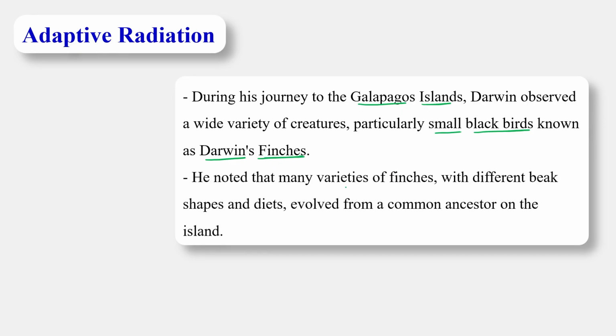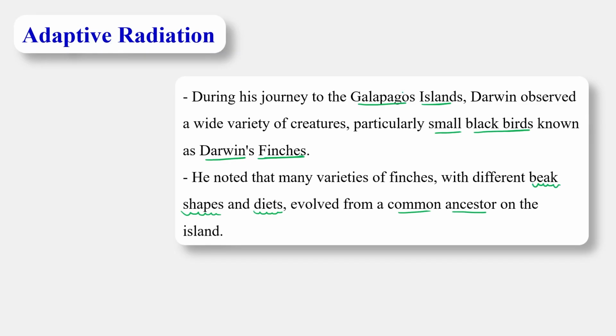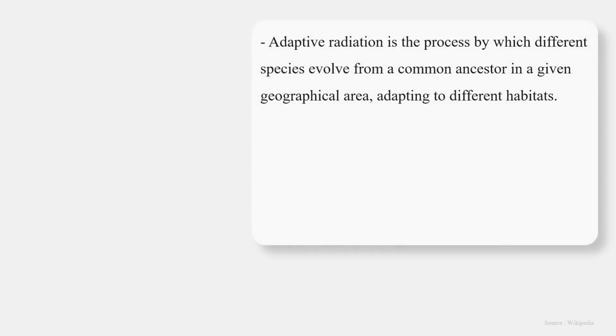He noticed that on the same island there were many varieties of finches with different beak shapes. Their beak size is different, their diet type is different, but they evolved from a common ancestor on the island. This is known as adaptive radiation. So what is this adaptive radiation?